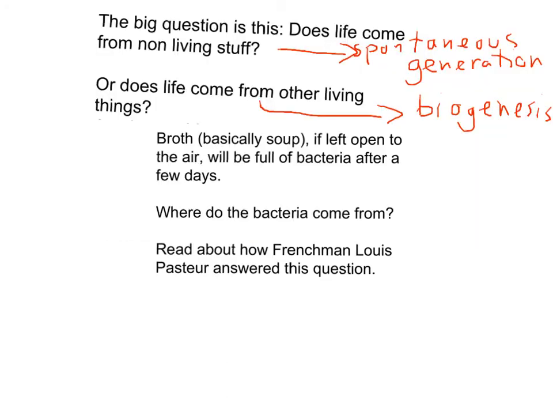In response to that, some students said, well, why would we want maggots anyway? But that's not really the point. The point is that there's a big question here. The big question is, does life come from non-living stuff, or does life come from other living things? Life coming from non-living stuff is called spontaneous generation, and life coming from other living things is called biogenesis.